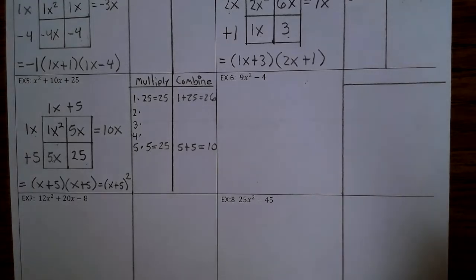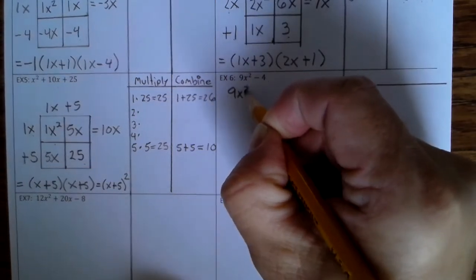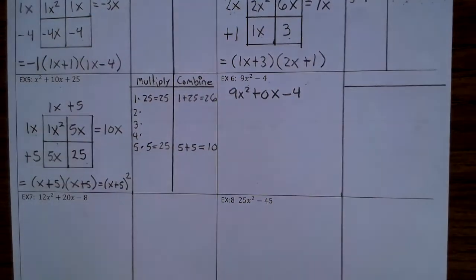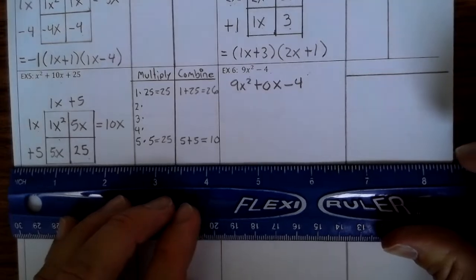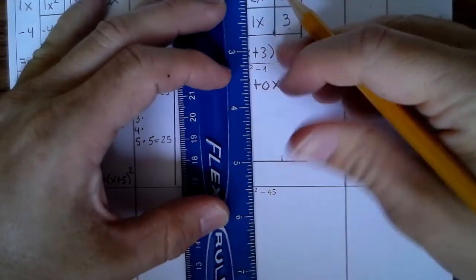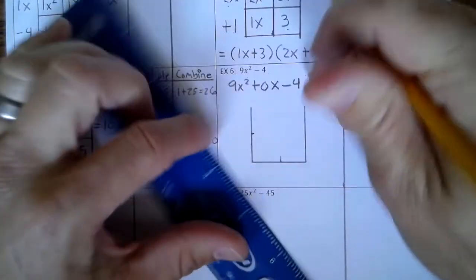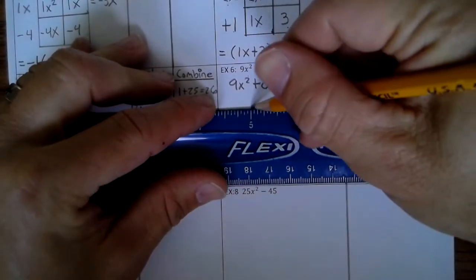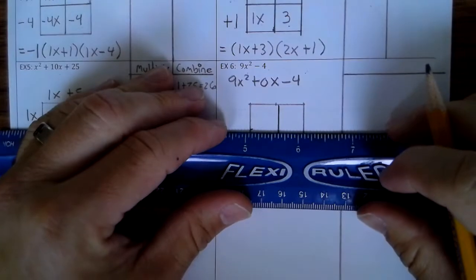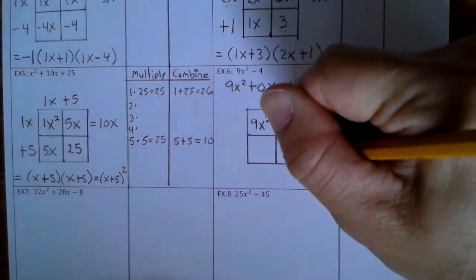All right, example 6. Now, here, when you have an x squared and a constant, you need to fill this equation in to be 9x squared plus 0x minus 4 when factoring. Okay, so we're going to factor using the reverse box method. Okay, so first term, last term.